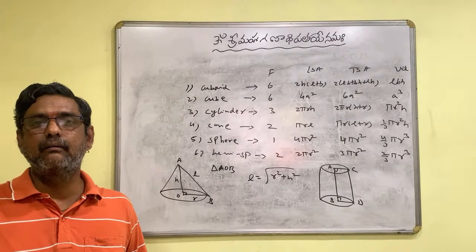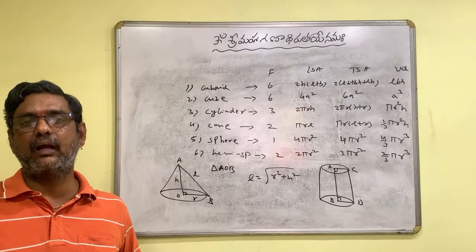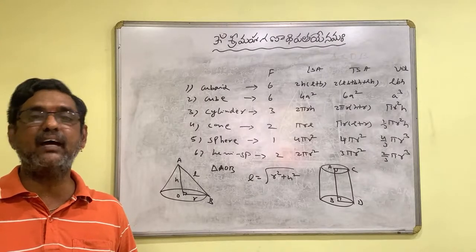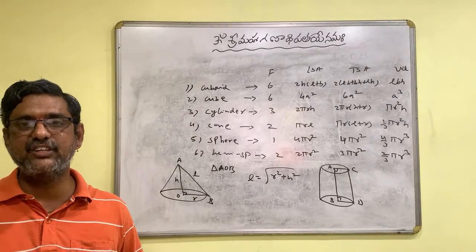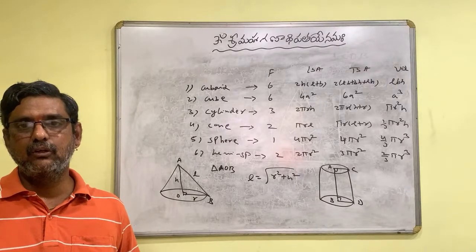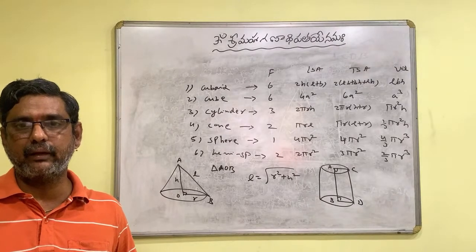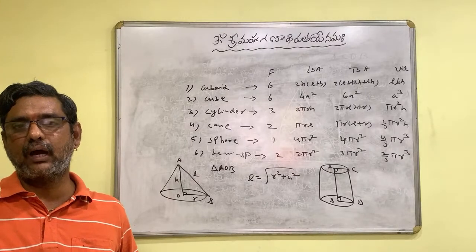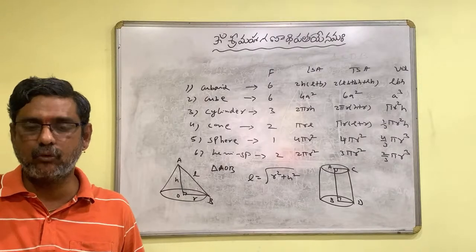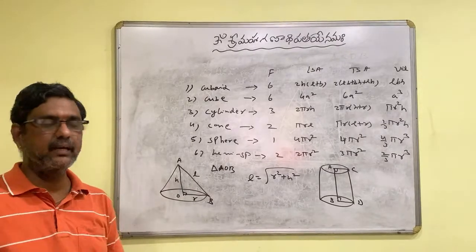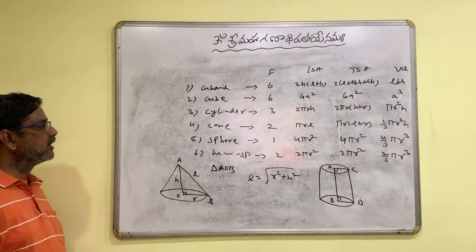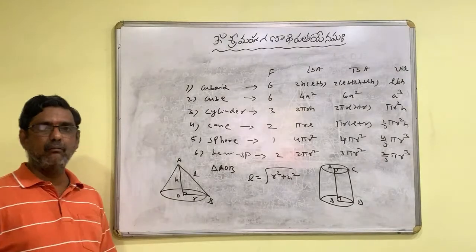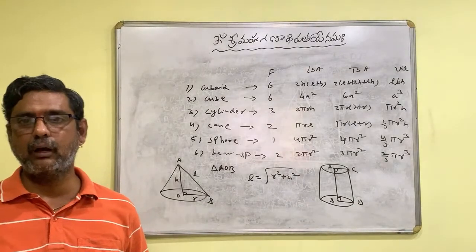Cone means right circular cone, so triangle AOB is a right angle triangle. And slant height, yes, we can consider it as the hypotenuse. So L square is equal to R square plus H square, then L is equal to root over R square plus H square. Slant height of cone is equal to root over R square plus H square. Okay? If you want, you can take a screenshot, otherwise I am going to erase it and we'll move to problems.